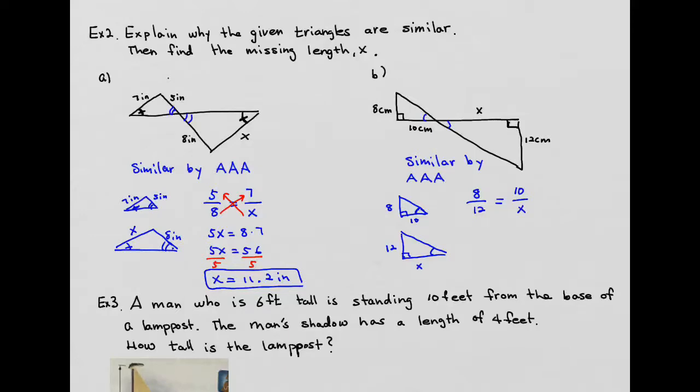When you cross multiply, you get 8x equals 12 times 10, so it will be 120. When you divide both sides by 8, you get 15. And this unit was centimeter, so your unknown x is 15 centimeters.